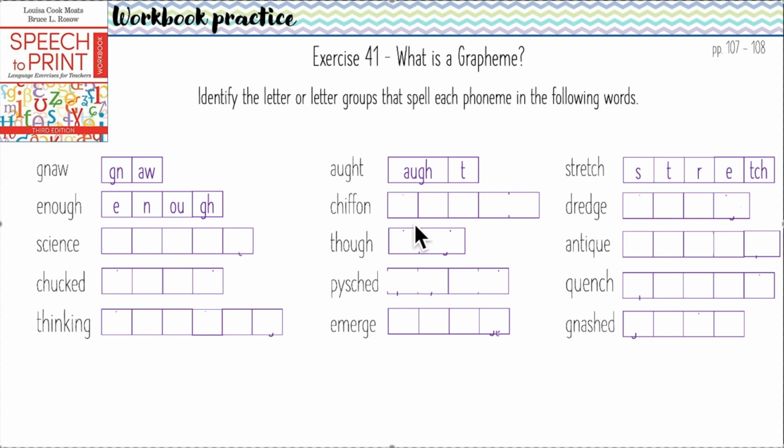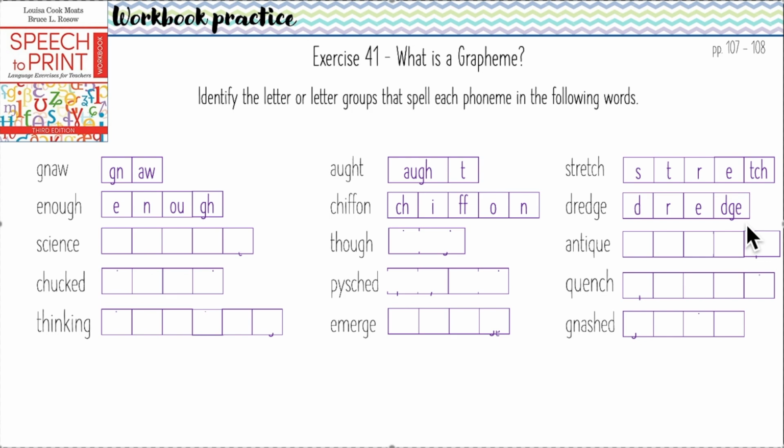Chiffon, which is our French-based word, tells the kids, oh, that sh, if it's French, it's going to then be a CH. Here's dredge. Again, you've got your J at the end. There is a phonological rule that says J cannot be used at the end of a word. So we're always going to check the vowel sound in front and see, do we want a DGE or do we want a GE or GY to represent that J at the end?